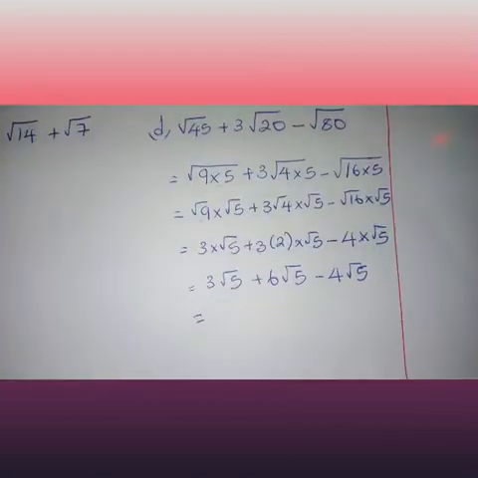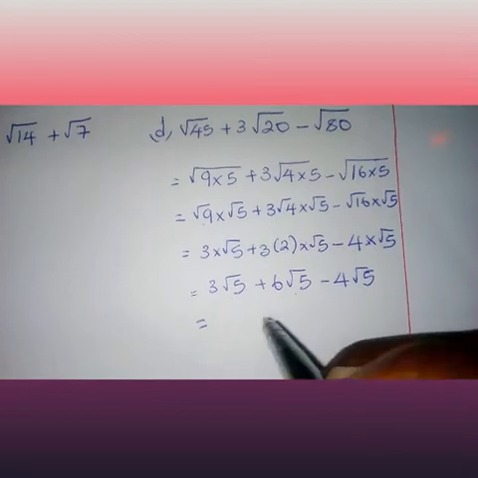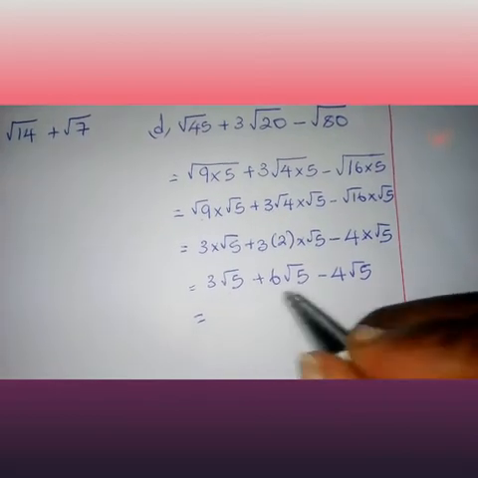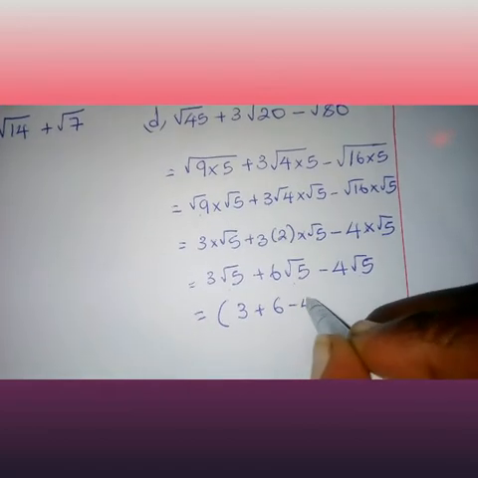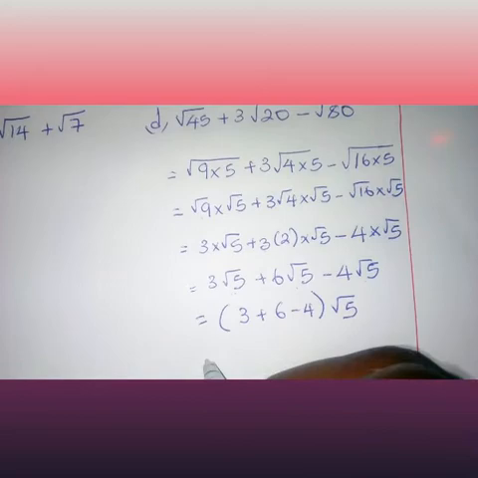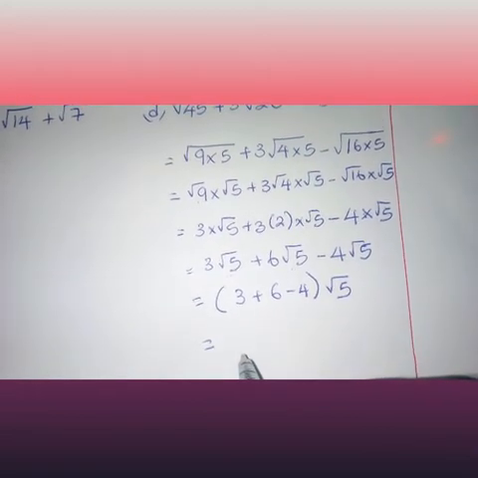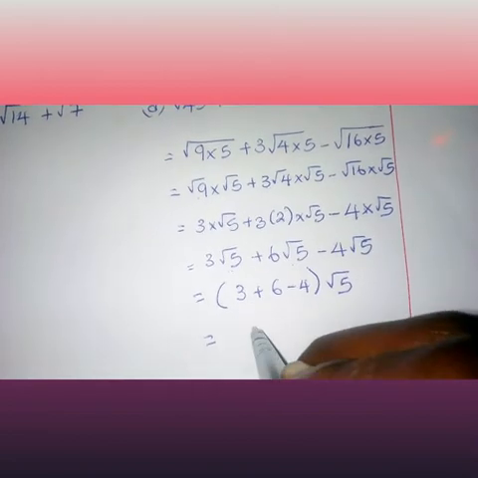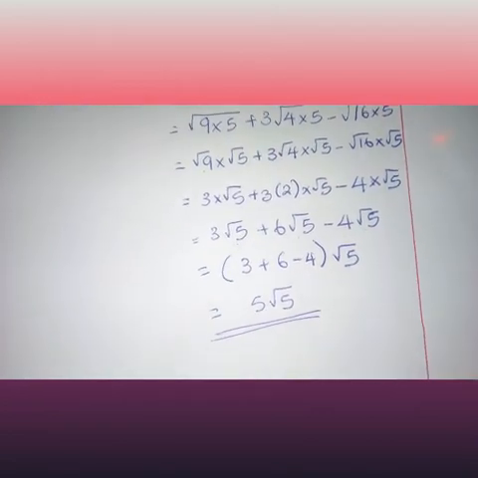So, like we said, you realize that root 5 is common, so it can always move out. And then we form a bracket of 3 plus 6 minus 4. Root 5 was common, so it moves out of the bracket. This one will be done from the calculator. Yes, so this will be a 5 root 5, and that is the answer.